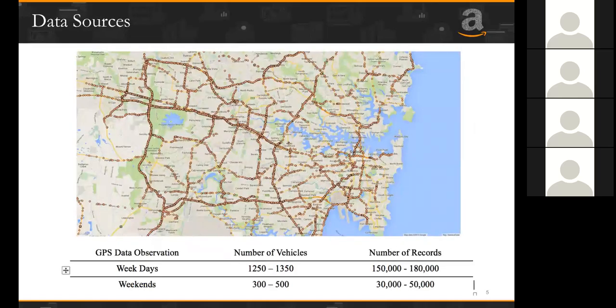This is the data set. The GPS data is collected from probe vehicles in the state of New South Wales, Australia, to provide the logistic information, which records the time, coordinates, road identifiers, vehicle identifiers, speed limit, along with vehicle speed. The number of points we have for weekdays is around 150,000 to 180,000. For the weekend, it's around 1/10 of the data. It tends to be a little bit sparse.